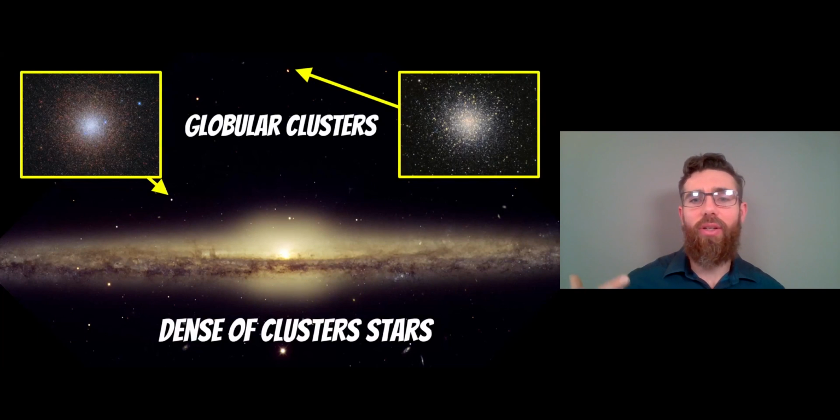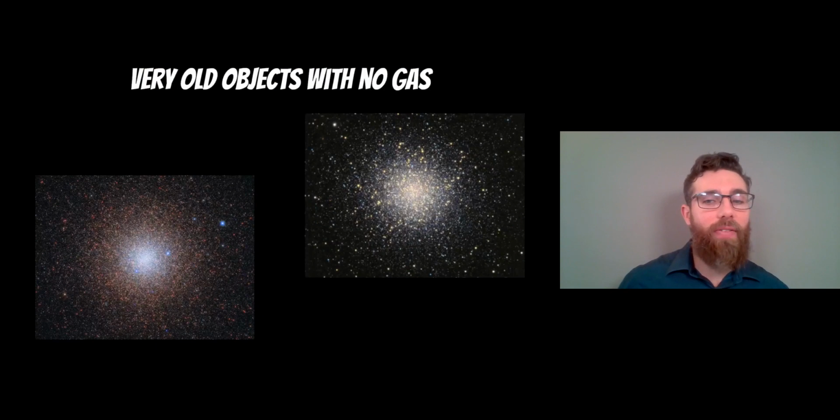So first, globular clusters are these dense clusters of stars that typically orbit around the outside of spiral galaxies. They don't really have any gas in them, they're quite densely packed, and they're full of pretty old stars actually, so they're quite old red stars. And they orbit these galaxies. So they don't have any gas in them.